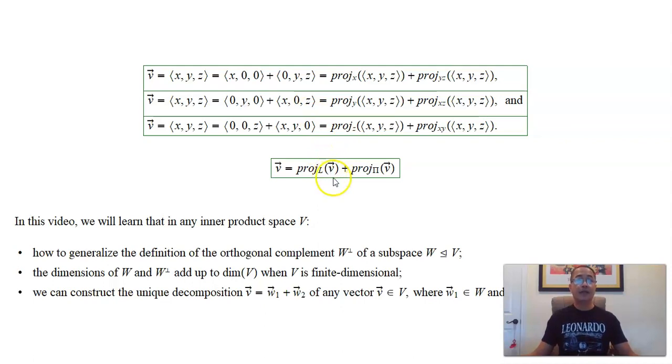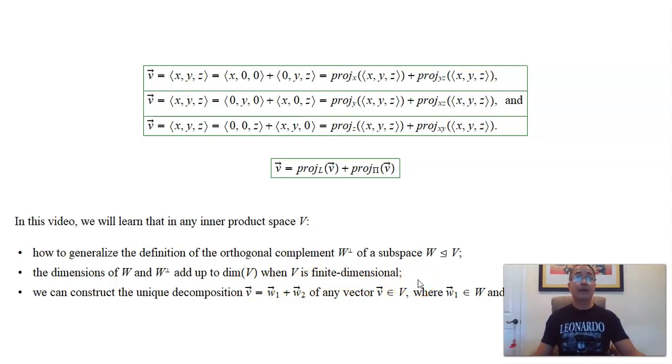And we generalize this for any line through the origin and its orthogonal complement, which is the plane through the origin with that normal line. So in today's video, we will learn that in any inner product space V, not just in Rn, we can generalize the definition of the orthogonal complement W perp of a subspace W of V. We will show that the dimensions of W and W perp add up to the dimension of the ambient space when that ambient space is finite dimensional.